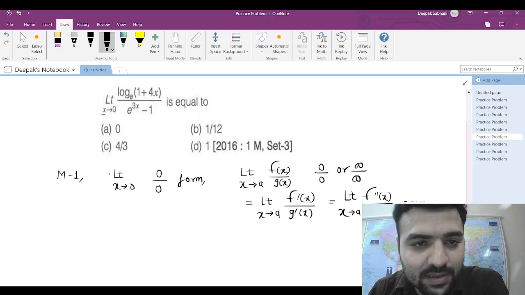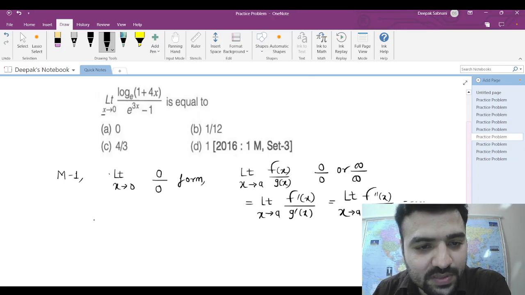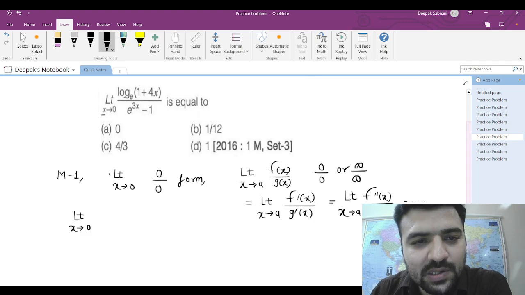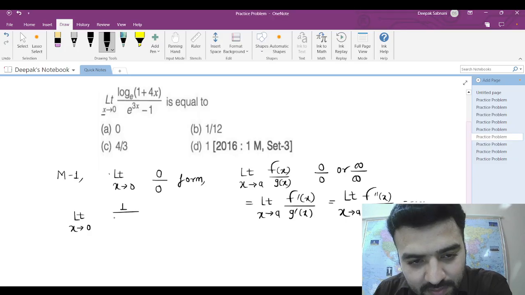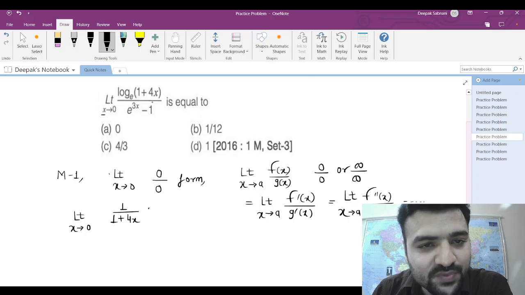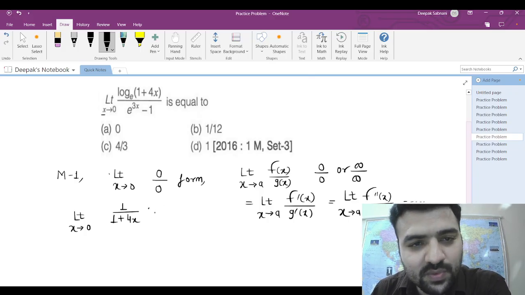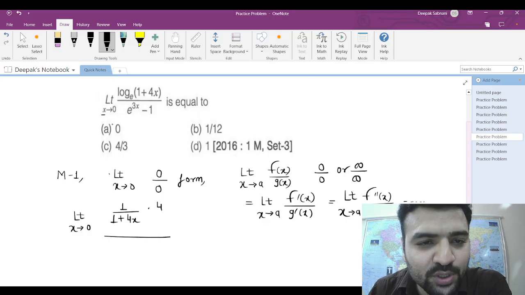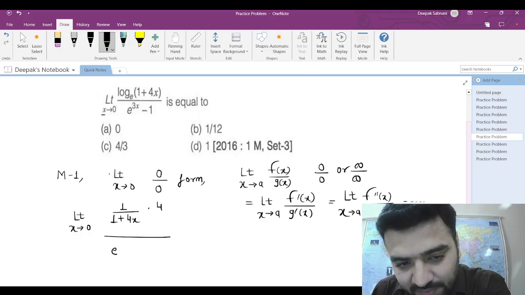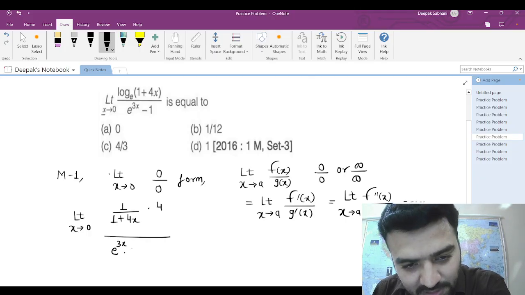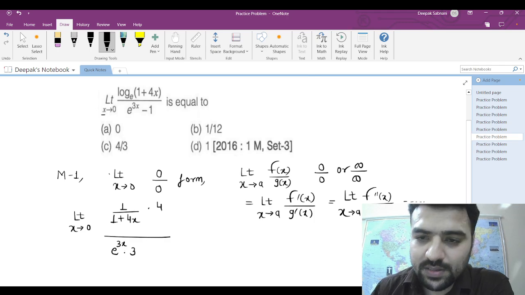So let's apply it here. What we need to do is differentiate these two functions. So limit x tends to 0, differentiate log base e, that is ln(1 plus 4x), that is 1 upon (1 plus 4x). Further you have to differentiate 1 plus 4x, that is, differentiation of 1 is 0 and of 4x is 4, divided by, now differentiate e to the power 3x minus 1. If you differentiate an exponential function, it will be e to the power 3x into, now differentiation of 3x, that is from the chain rule, into 3, right? So this is what you got.